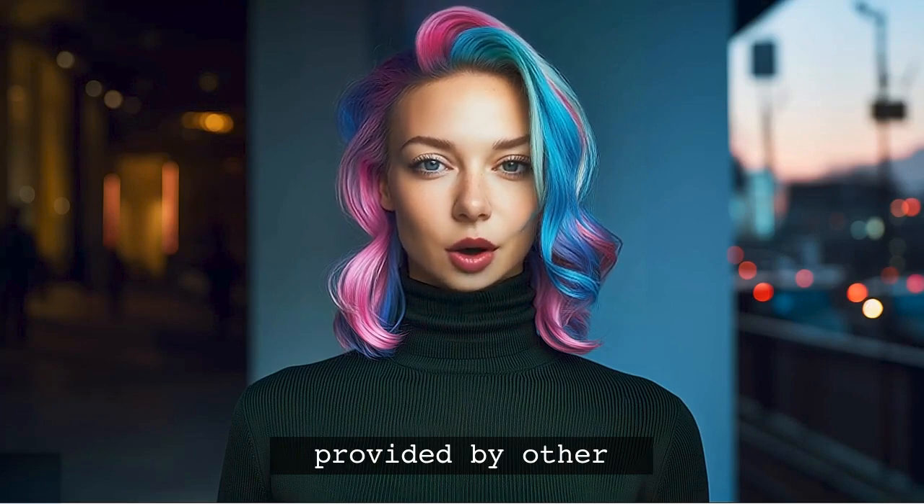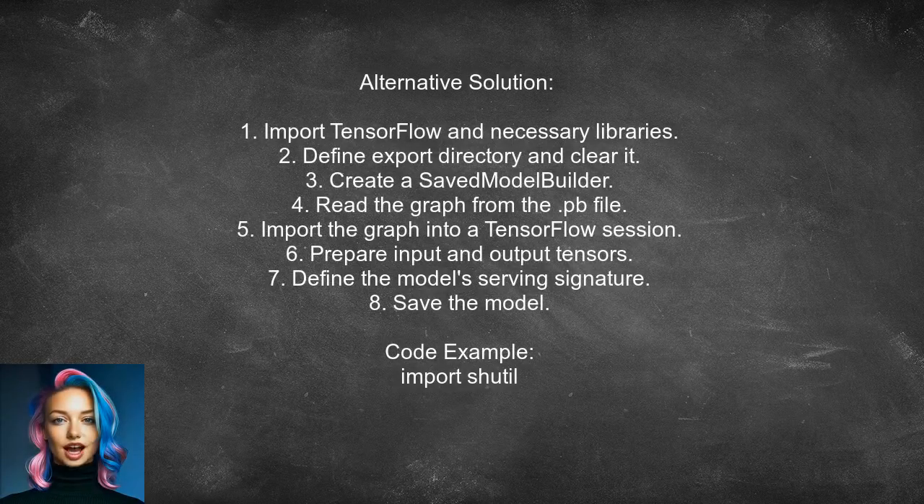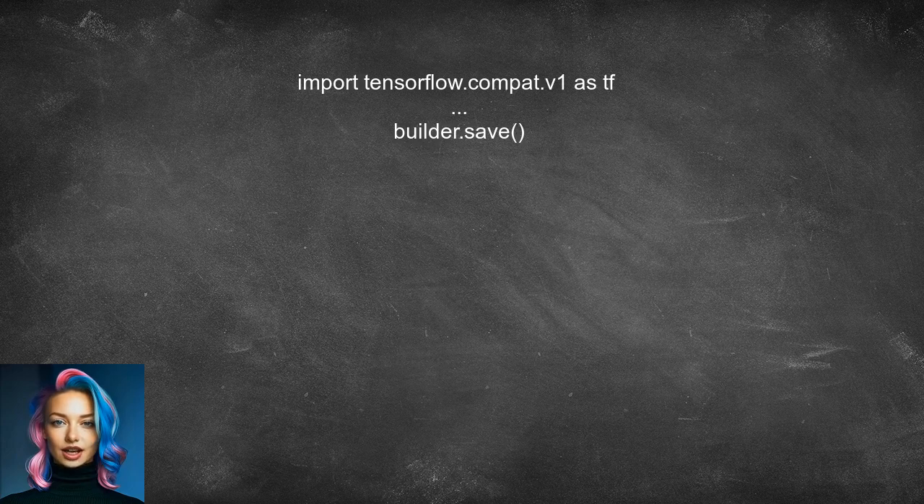Now let's look at the answers provided by other users. This user provides a method to convert a frozen quantized graph into a saved model for TensorFlow Serving. They start by importing necessary libraries and defining the export directory. After clearing the directory, they create a saved model builder. The user reads the graph from the .pb file and imports it into a TensorFlow session. They prepare the input and output tensors, defining the model's signature for serving. Finally, they save the model using the builder.